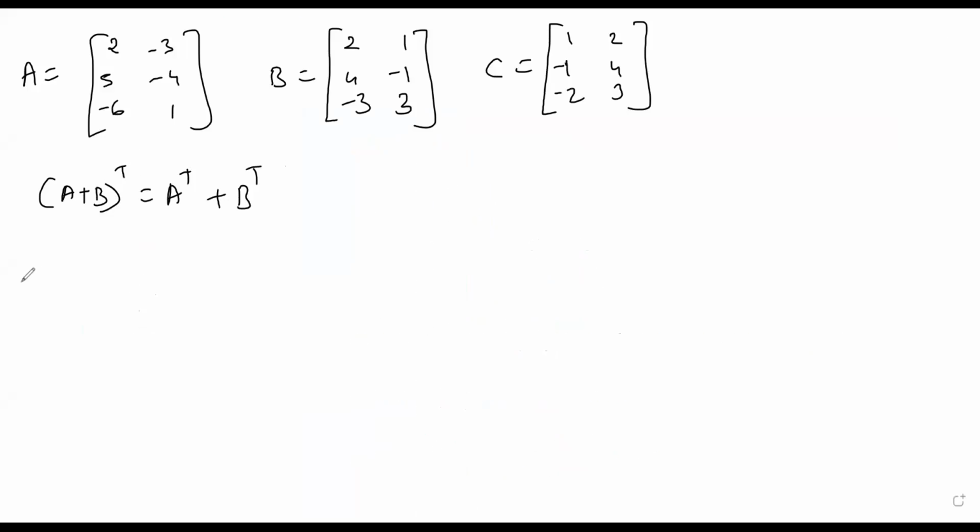तो मैं पहले A plus B निकालूंगी. A plus B. Can I find A plus B? The order is 3 by 2, 3 by 2. So yes, I can find A plus B. 2 plus 2, 4. Minus 3 plus 1 is minus 2. 5 plus 4, 9. Minus 4.